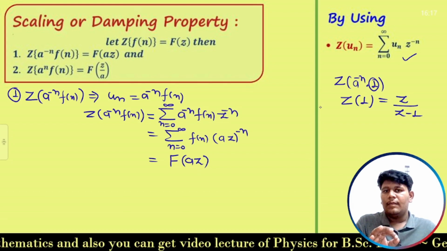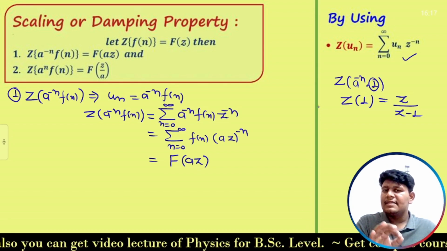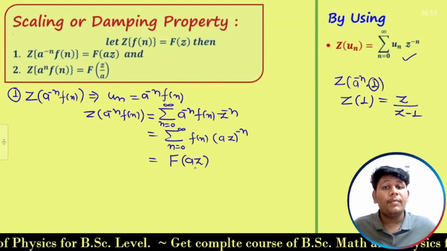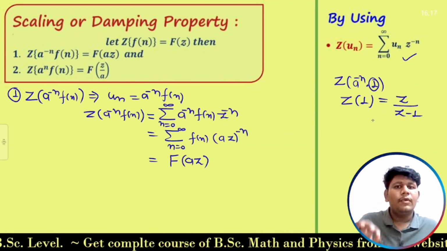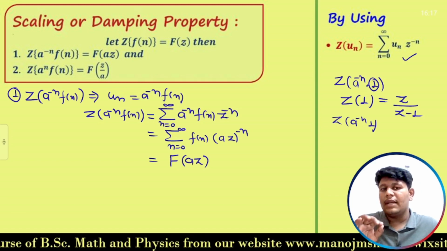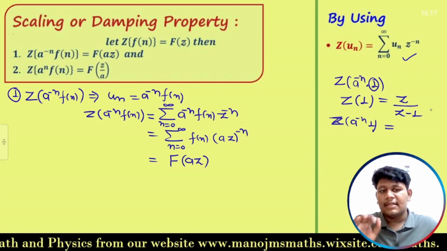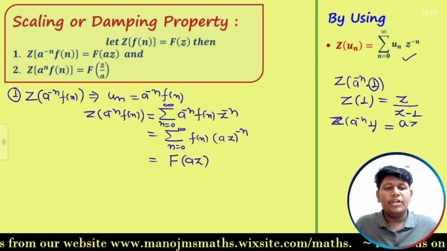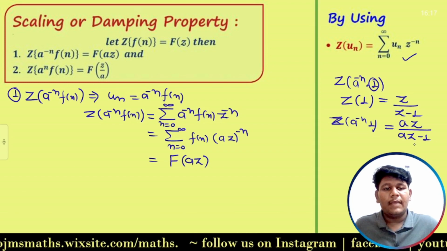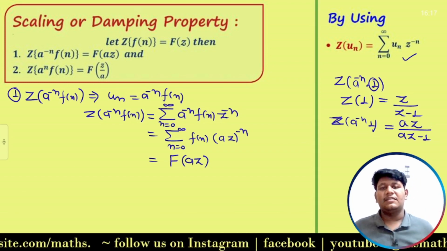Then, due to a power minus n being a multiplication with this term, we have a property, the damping property. We have to multiply for this a power minus n into 1 to calculate the z transform of this. It is nothing but a into z upon a into z minus 1. This is the z transformation.